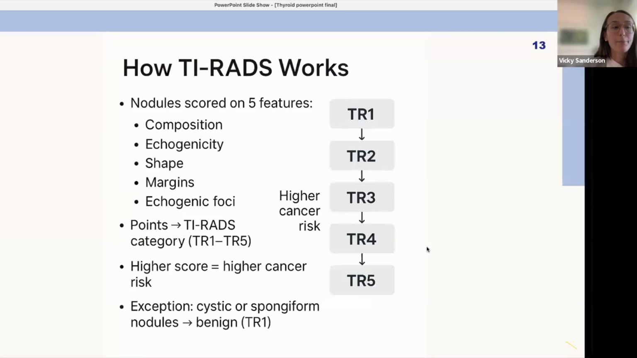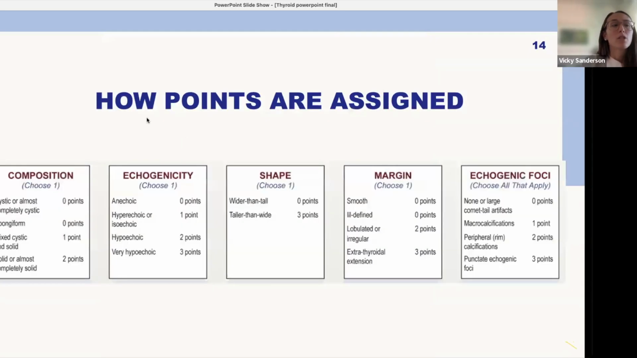So again, as I mentioned, cystic or spongiform nodules are often not even commented on because they're automatically assigned TR1, or automatically benign. So what do these features mean exactly? Just a brief overview here. The composition: cystic or spongiform, 0 points. We're not worried about cancer. Mixed cystic and solid, or almost completely solid, is more characteristic of a cancerous nodule, right? So our nodule in this case is solid. It was automatically assigned 2 points.